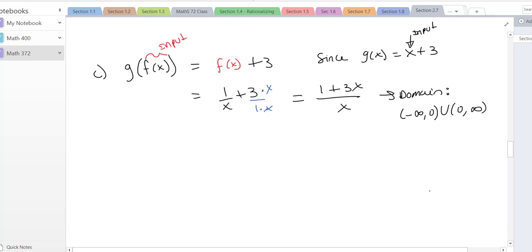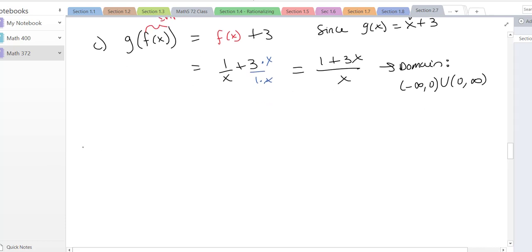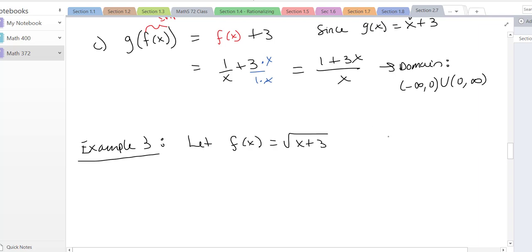So let's try another example. Example 3, let's make it slightly even more complicated. Let f of x be the square root of x plus 3, and let g of x be x squared minus 6. So as soon as you see a function, what I want you to start thinking is, what's the domain of this function? What values of x are we allowed to plug in? And for this one, we're just going to find the composition of functions.